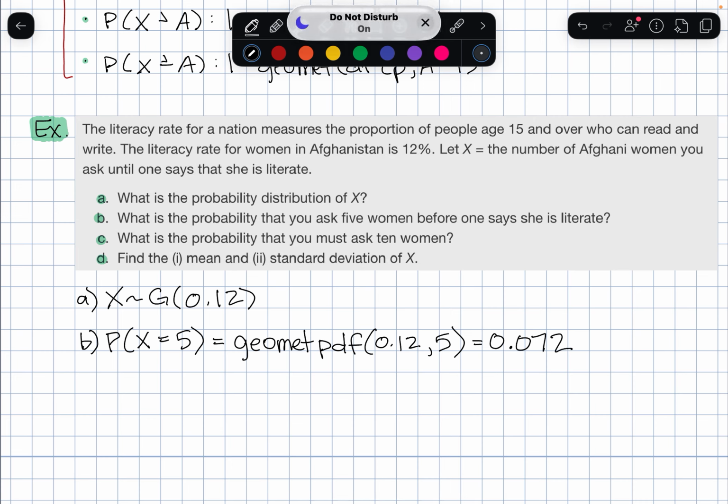So we expect that there is a 7% chance I'm going to need exactly 5 trials before I get my first success.